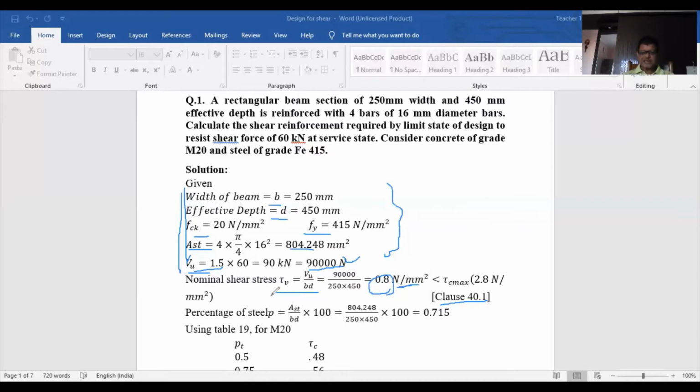Okay. Now, as we have also seen, tau v shall be less than tau c maximum. Table number 20. You can see on page number 73, table number 20; table number 19 is for tau c, to find out the permissible shear stress in concrete. Now the maximum value is given in table number 20. So for M20 grade of concrete, the tau c maximum from that table is 2.8 Newton per millimeter square. So that is the first check.